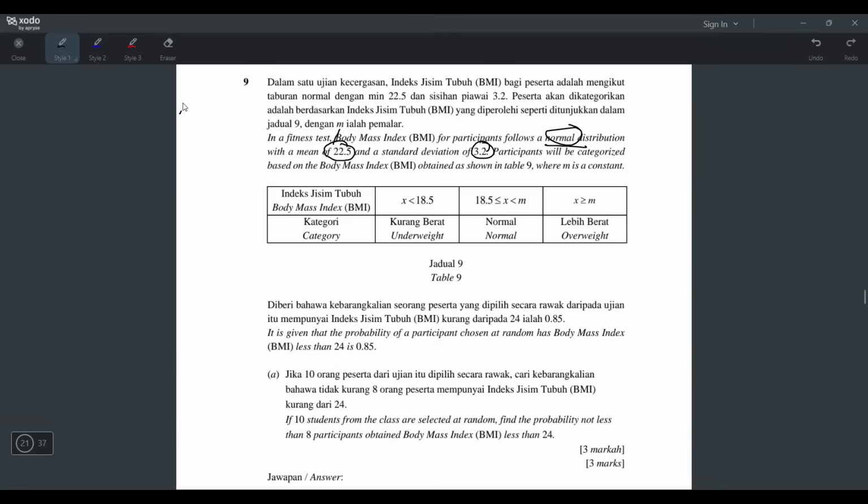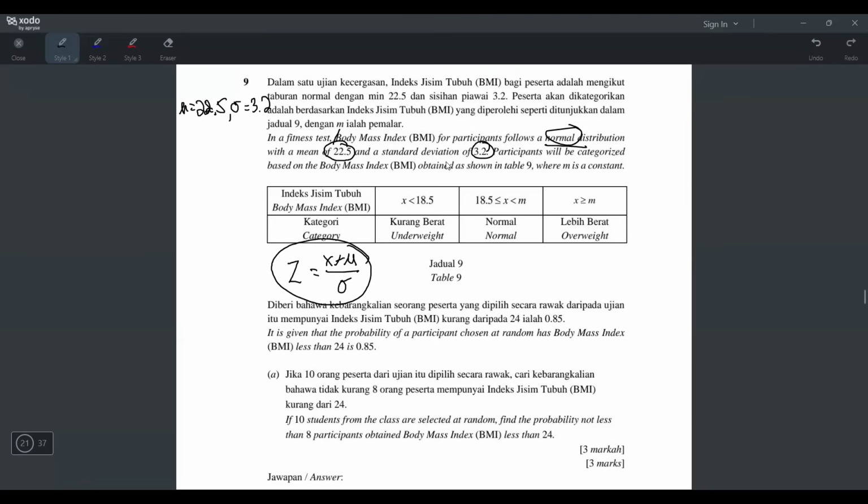And let me ask you why they give us the mean 22.5 and the standard deviation 3.2. Kenapa dia bagi mean dengan standard deviation? It's for us to tukar jadi Z. Because the formula when you want to tukar X jadi Z is, to find Z, you take the X minus mean bahagi standard deviation. This is the formula that we learn in this chapter. When we want to convert X to Z, this is the formula we use.